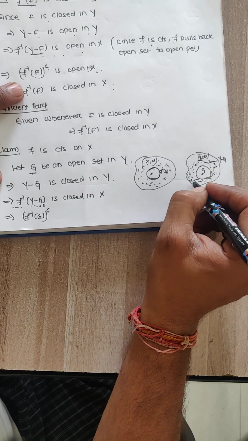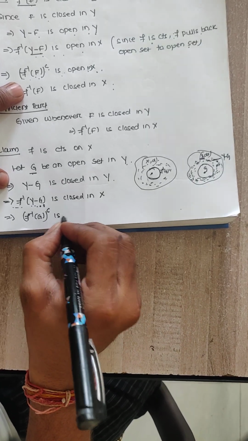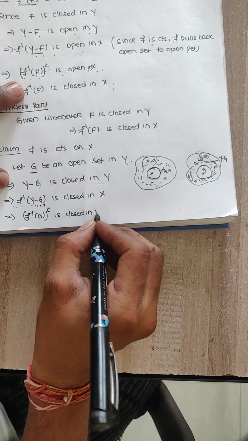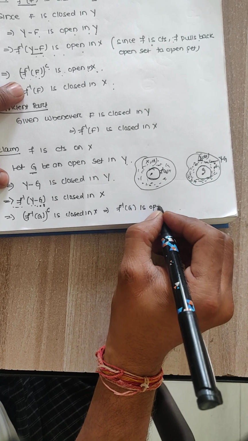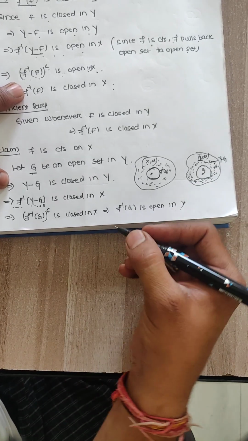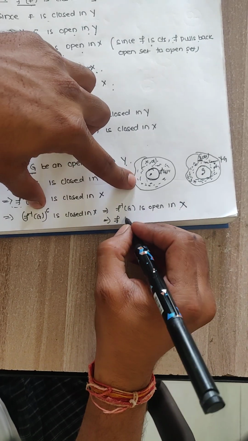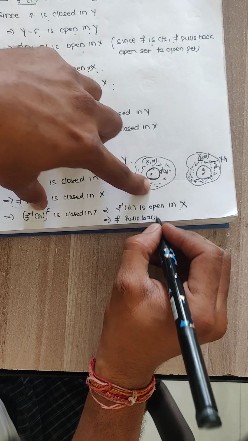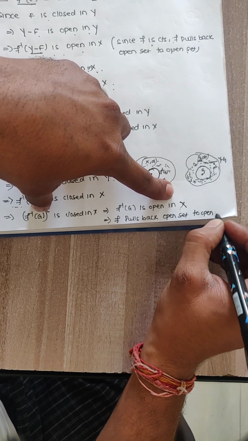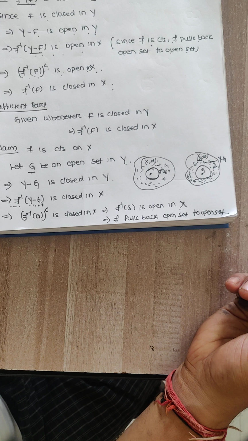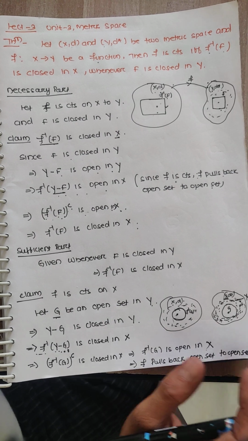That's why the pre-image collection of the open set lies outside, so f inverse G's complement is closed in X. Because the complement is closed, it means f inverse G is open in X. So f pulls back open set to open set, which implies f is continuous. So this is the necessary and sufficient part for f pulls back closed set to closed set.